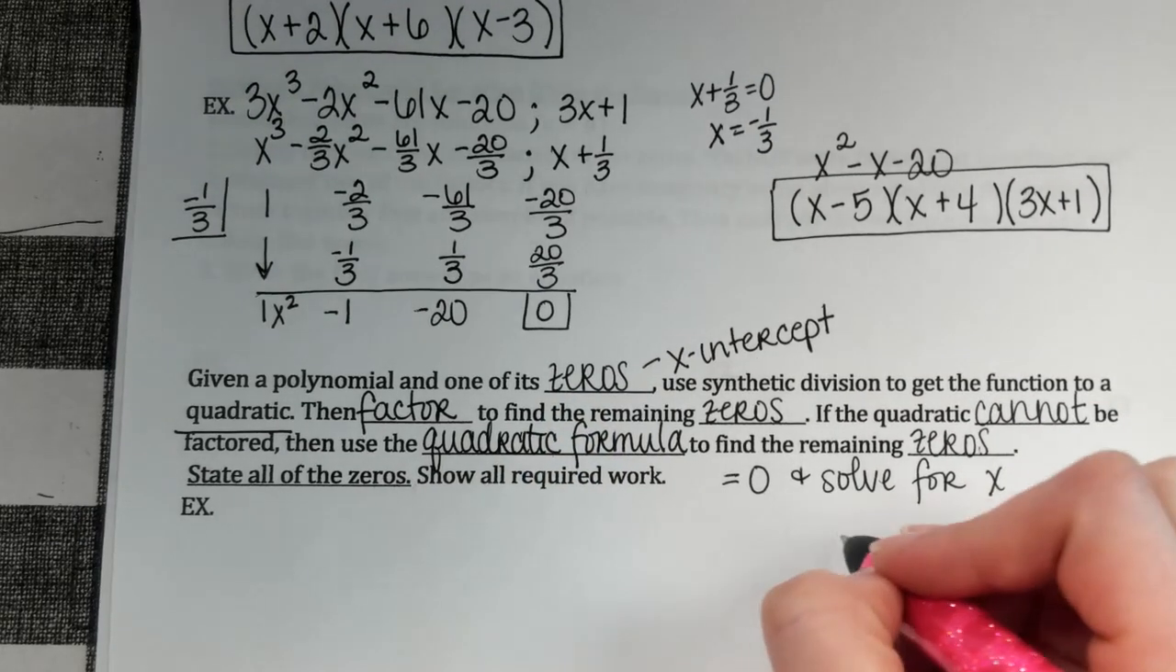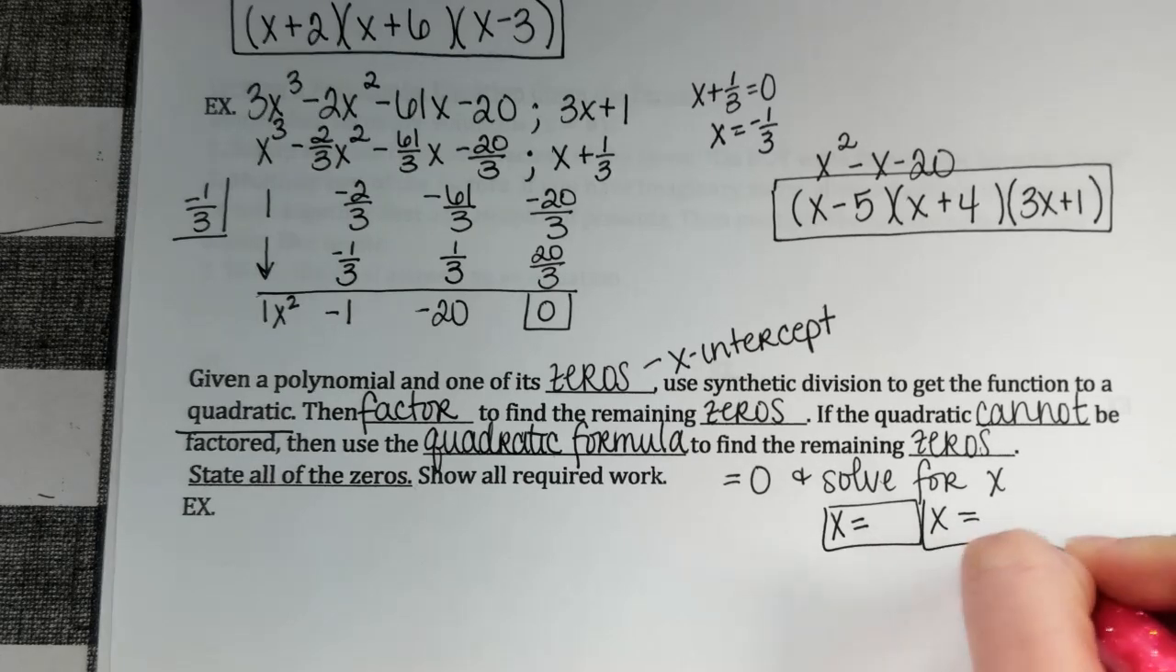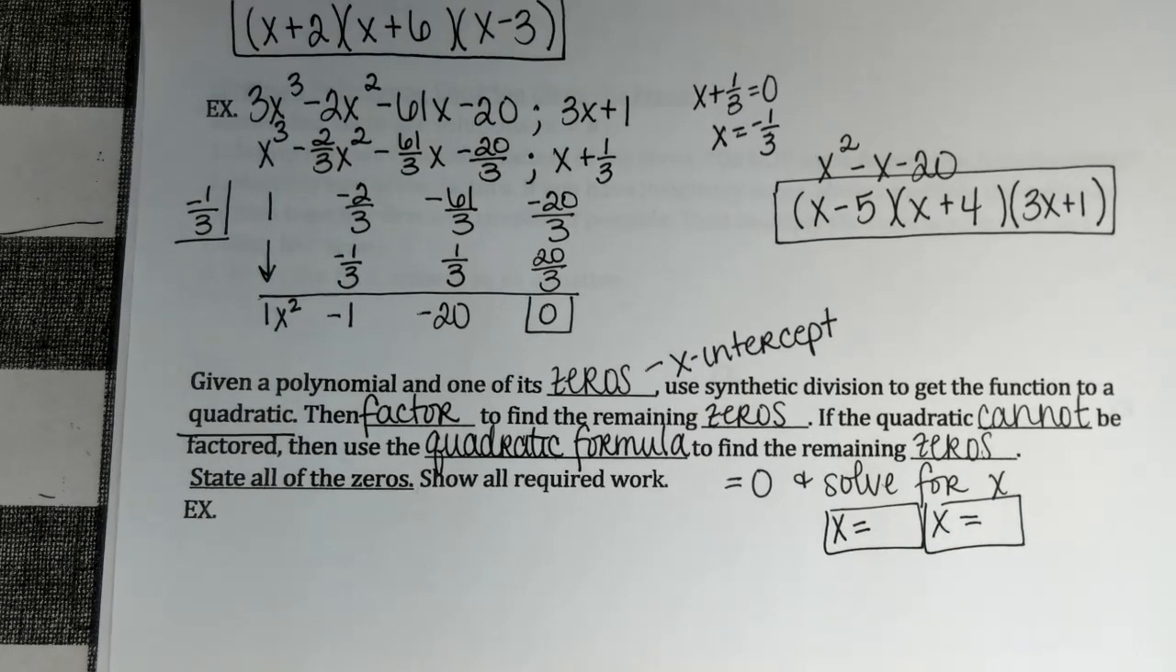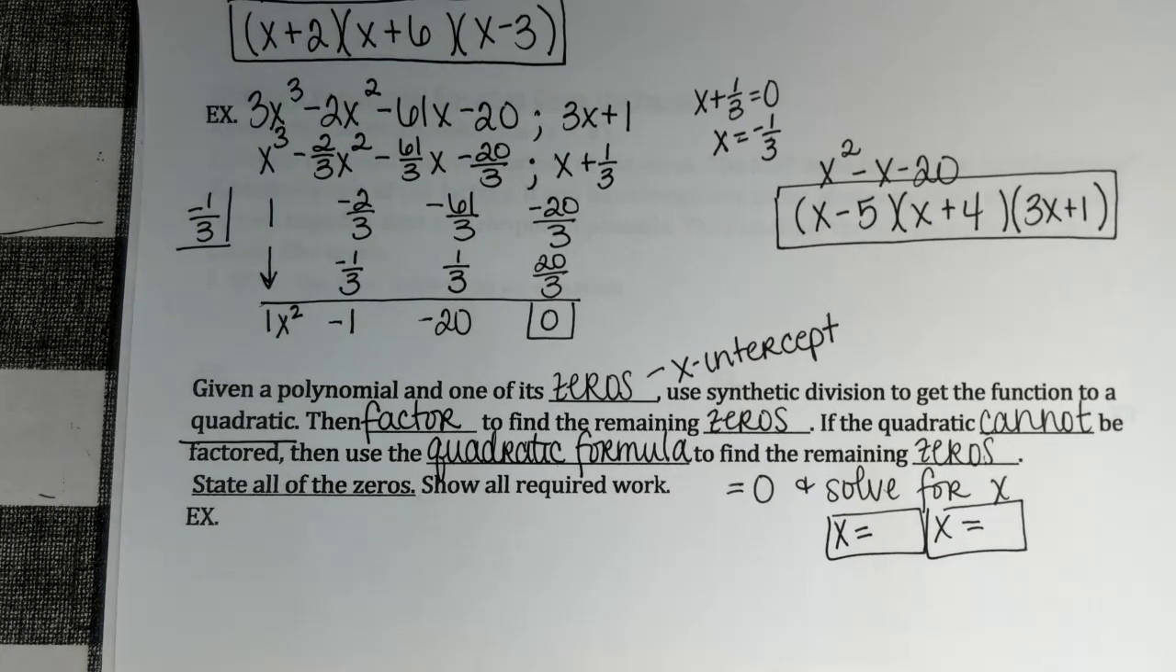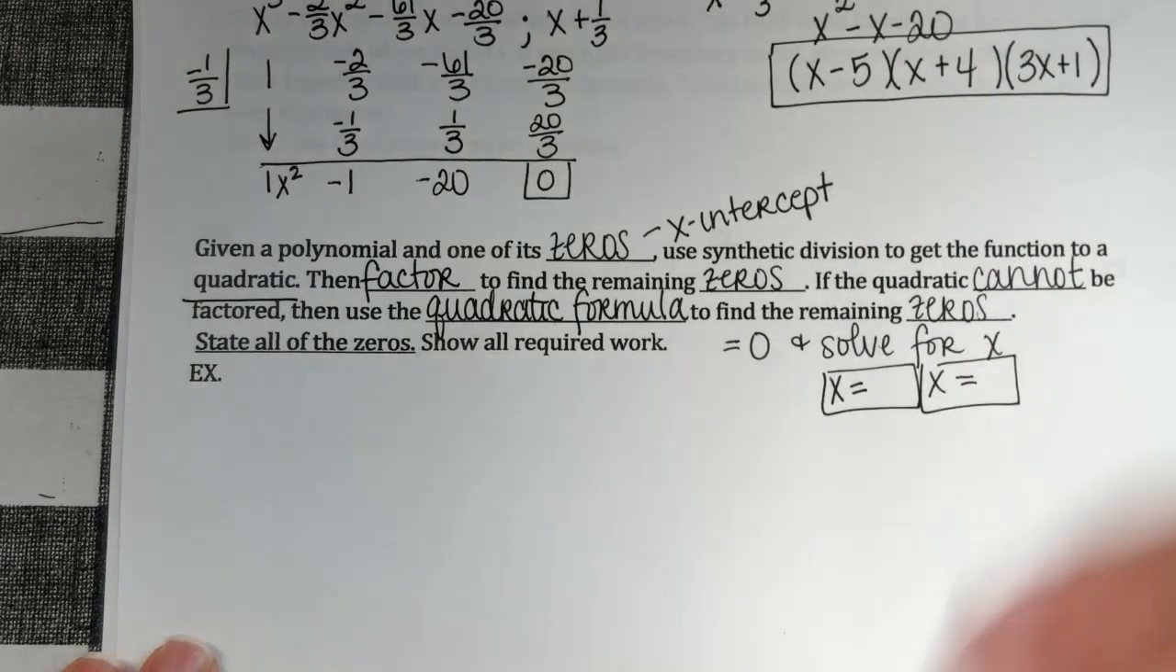Your answers should not be in factored form. They should be x equals a number, okay? When it says factor in your instructions, your answer should be in factored form. Zeros should be your x values, okay? So all the same steps apply.